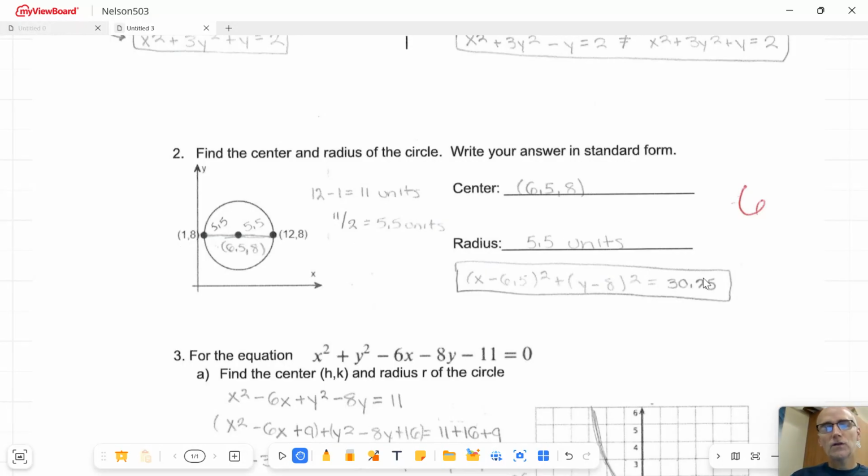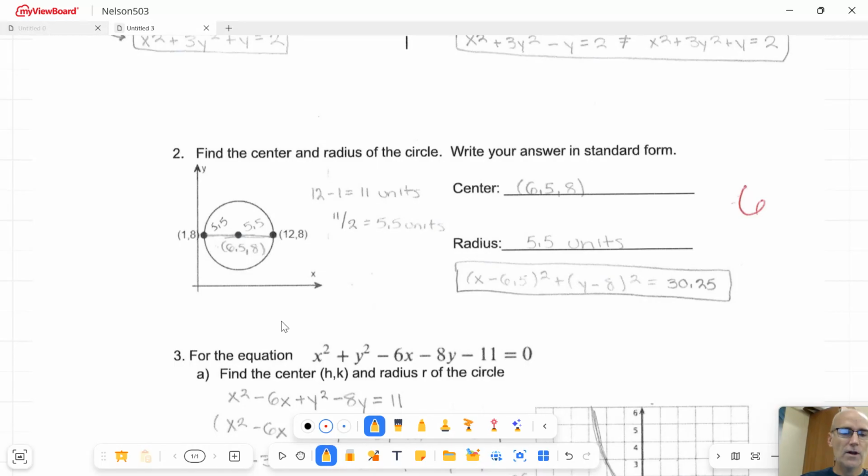And then the radius squared goes over here on the right side of the equation, and then the x value goes after the x value of the center, so we go x minus 6.5, and the y value goes after the y, so it's y minus 8, right? And then you have them squared, of course. That's the standard form of a circle, because it's really the distance formula, the distance from this point to any point on the circle, x comma y.